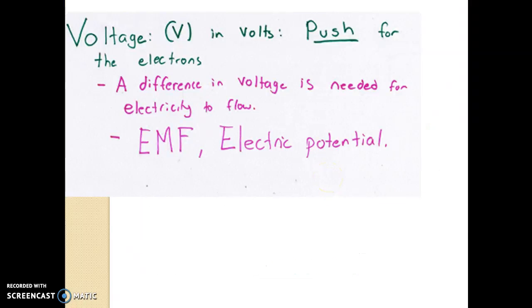So when it comes to voltage, it's measured in volts, and it's simply V. It's kind of the push of the electrons. And just like with height, you need a difference in voltage for electricity to flow. If you try to connect two ends of a wire and both those ends have the same voltage, a light bulb won't turn on. You need to have one high and one low relative to each other. Other words again are EMF, electric potential.